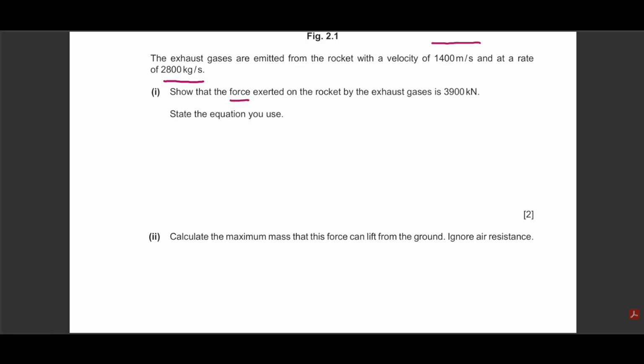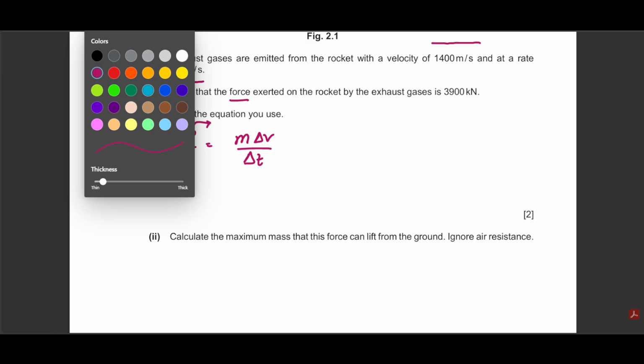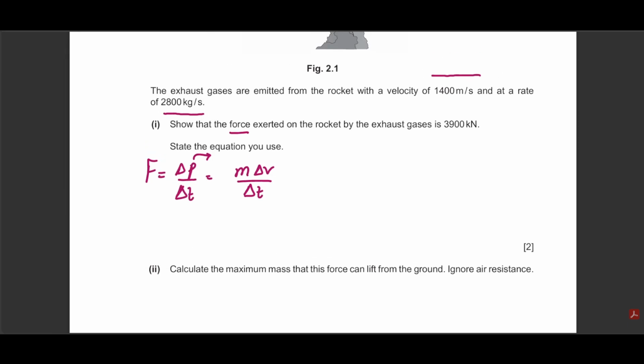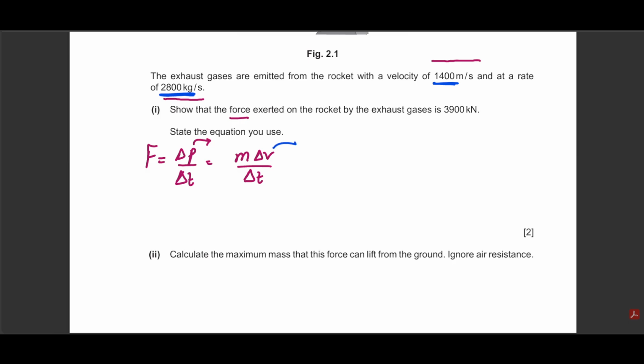Now, we want to find out the force. So let's write down force equals change in momentum divided by change in time. If you open the change in momentum up, this will be mass into change in velocity divided by change in time. Now, if we go back to the question, the velocity is not changing, but we are definitely losing mass somehow. So I will change this equation to fit this situation: change in mass divided by change in time, multiplied by velocity.